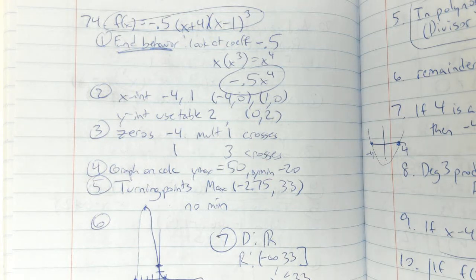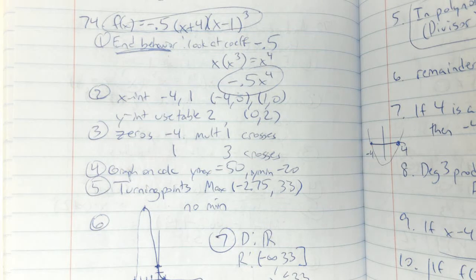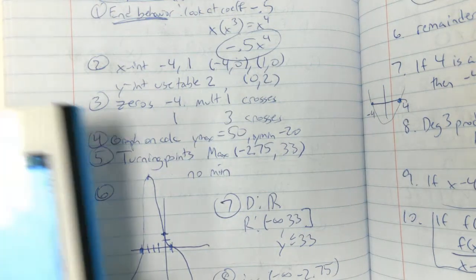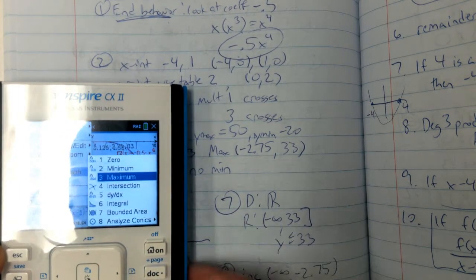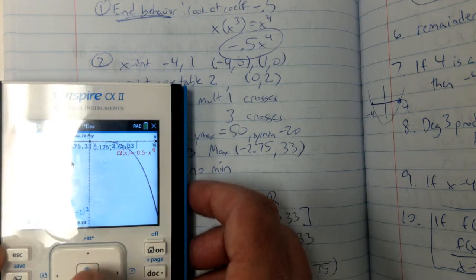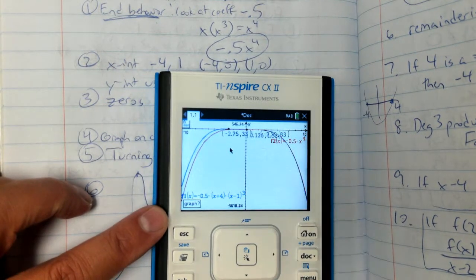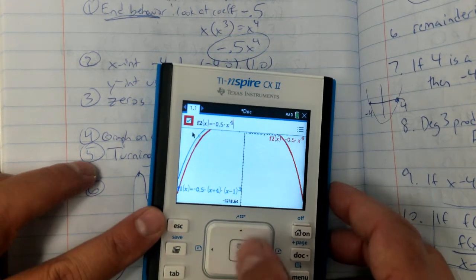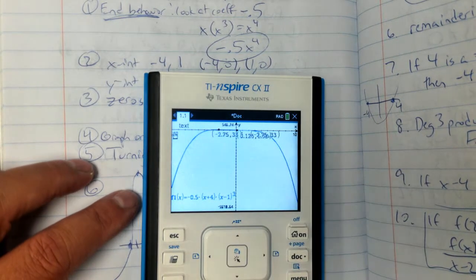Number 4, I just graphed on the calculator. You don't have to put your max and min if you don't want to. I just use zoom fit, this time. Number 5 is your turning points. So for that, I go to maximum. First thing, it's asking about which graph because there are two. So to avoid any confusion, I'm going to get rid of this end behavior graph. So I got rid of the red one just to make it a little easier.